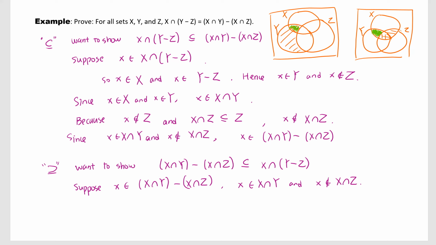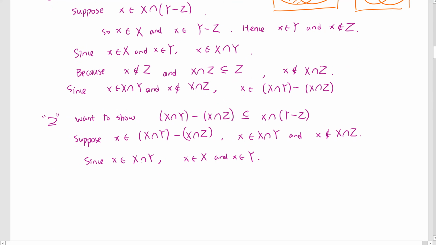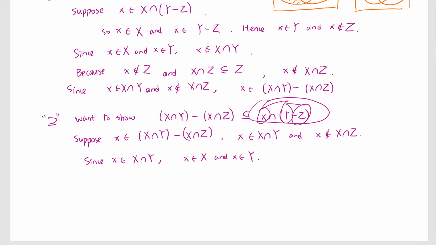Because x is in X ∩ Y, by the definition of intersection, we know x is in X and x is in Y. Okay, everybody? So look at our goal. Remember, it's like we're building bridges to connect different islands. We already proved that x is in X, and x is in Y, but we still need to prove x is not in Z.